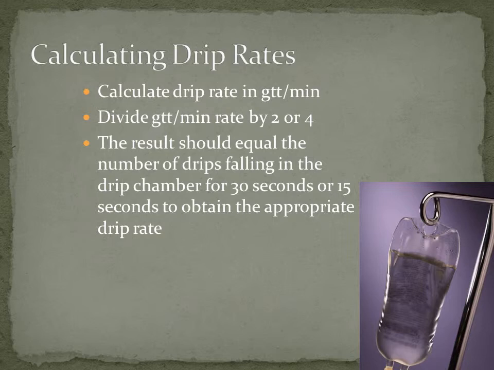Calculating drip rates is another medication administration skill. You will calculate the drip rate in drips per minute. Divide the drip per minute rate by 2 or 4. The result should equal the number of drips falling in the drip chamber for 30 seconds if you divide by 2, or 15 seconds if you divide by 4, to obtain the appropriate drip rate.